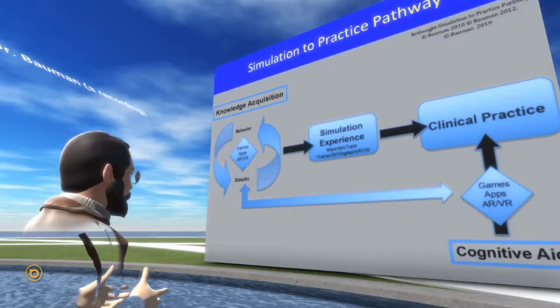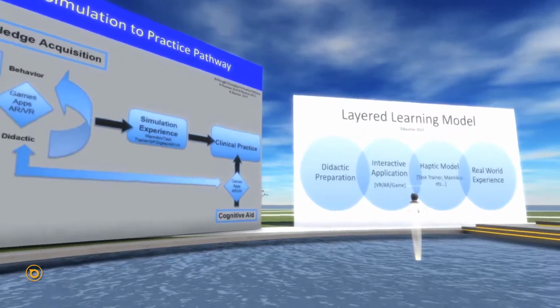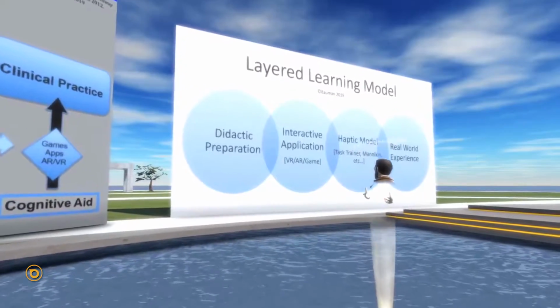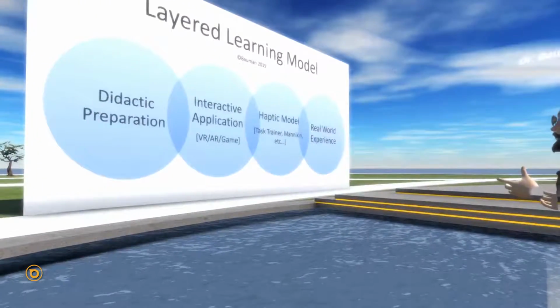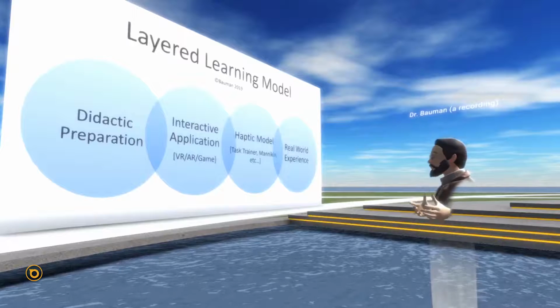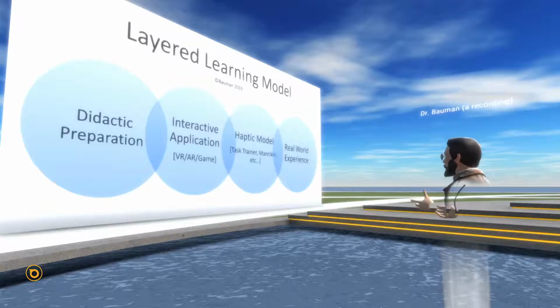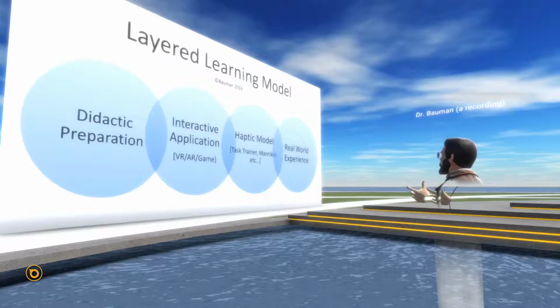So while we've just talked about the simulation to practice pathway, we're just going to look over to my right now, and we see Bauman's layered learning model. Now, there are certainly some similarities between the two. That knowledge acquisition piece is very much related to didactic preparation.